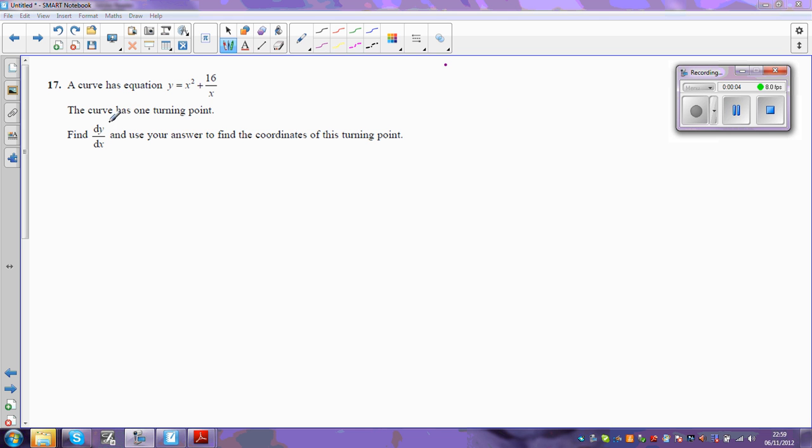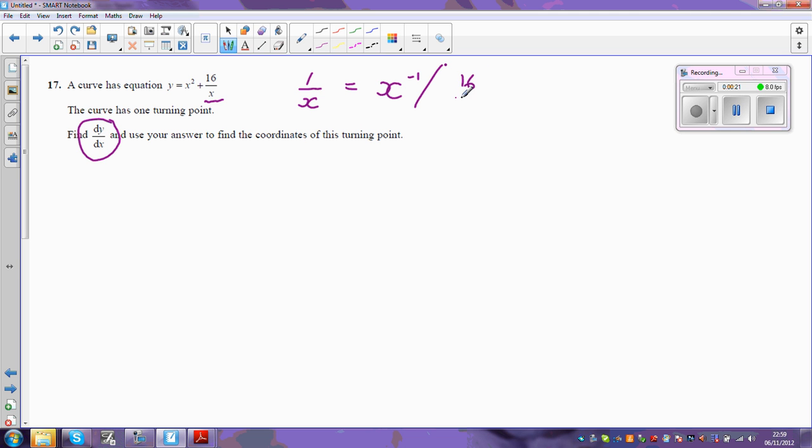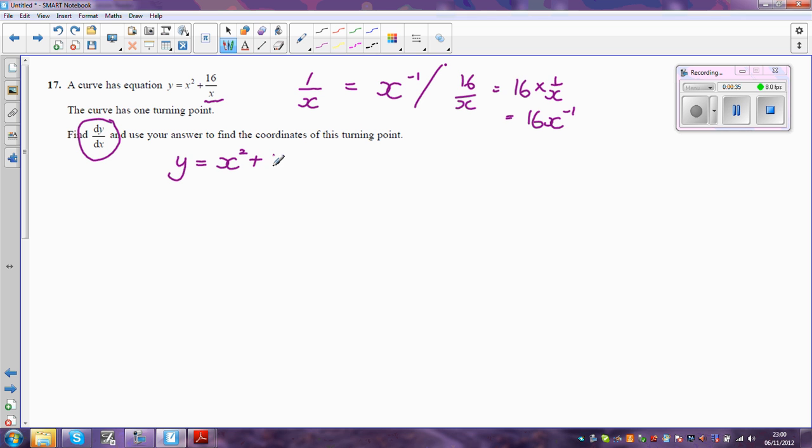Okay, first thing we need to do here is find dy by dx. And in order to find dy by dx, the problem is this second expression here. What we've got to remember is that 1 over x is the same as x to the power minus 1. So if we've got 16 over x, we can think of it as 16 times 1 over x, in other words, 16x to the minus 1. Okay, so in this case, y is equal to x squared plus 16x to the minus 1.